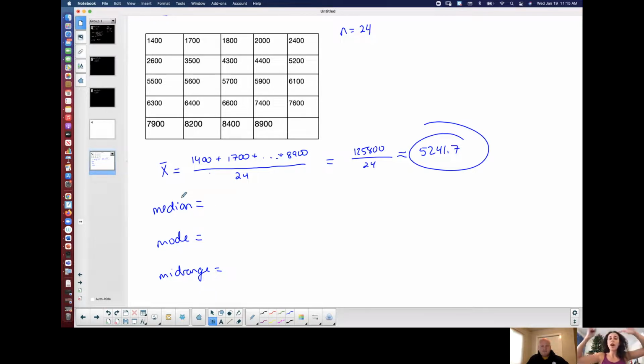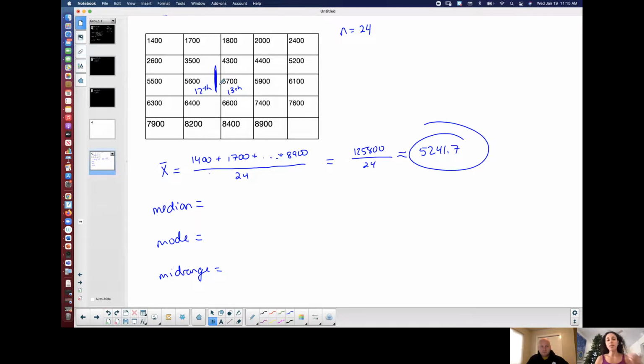If I had an odd number of data values, then you'll find a value that is smack dab in the middle. So here, let's do it. 1, 2, 3, 4, 5, 6, 7, 8, 9, 10, 11, 12. Here's the 12th data value, and this is the 13th, right? So it's going to be in between these two.